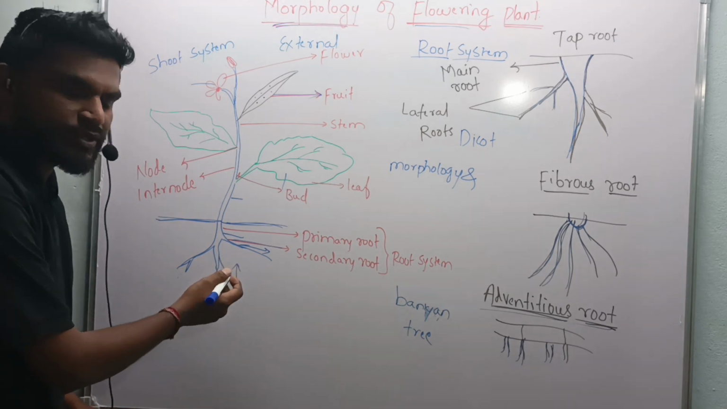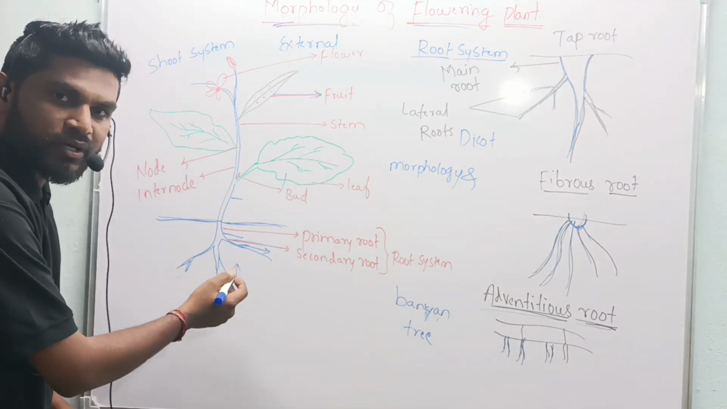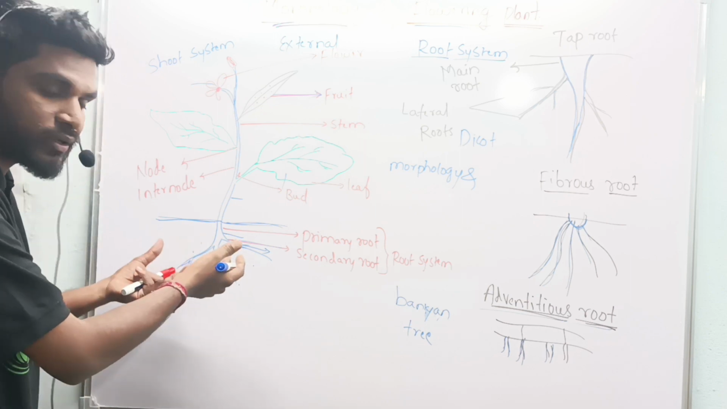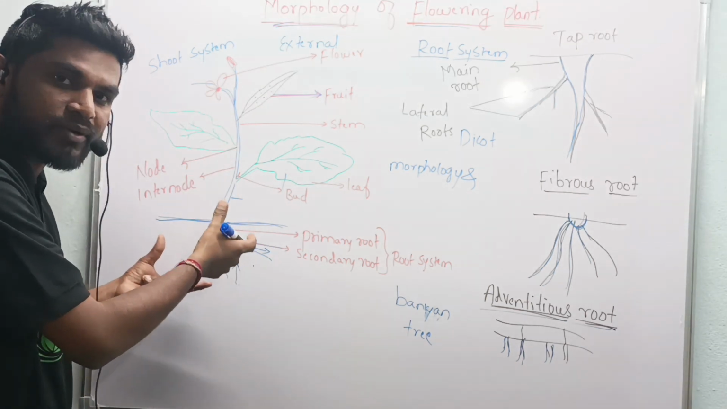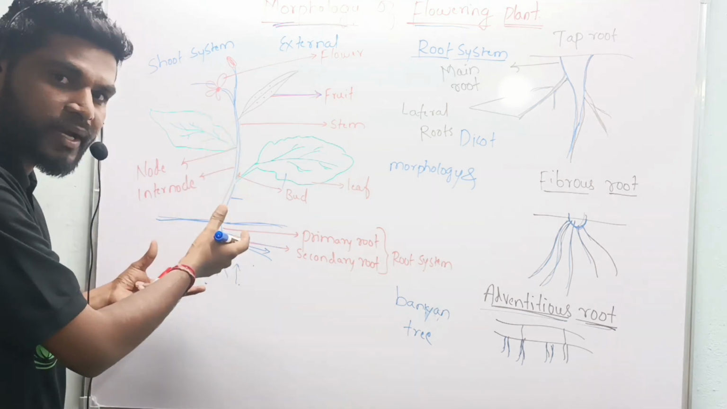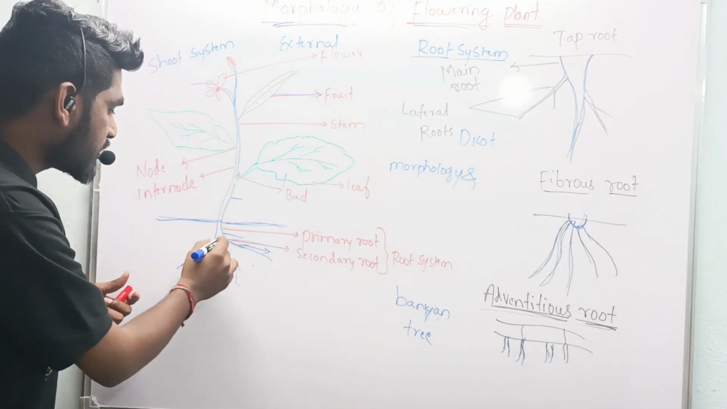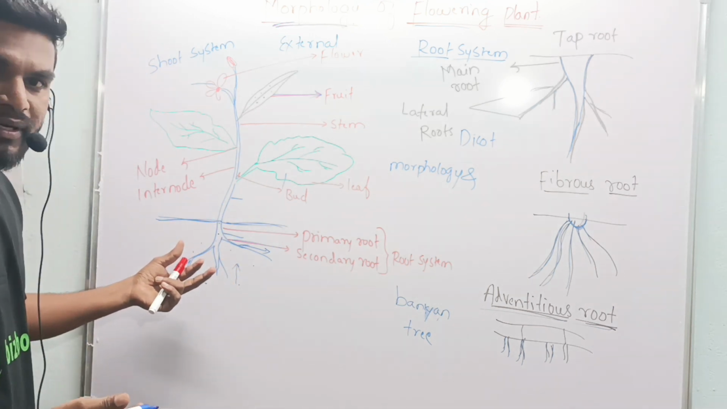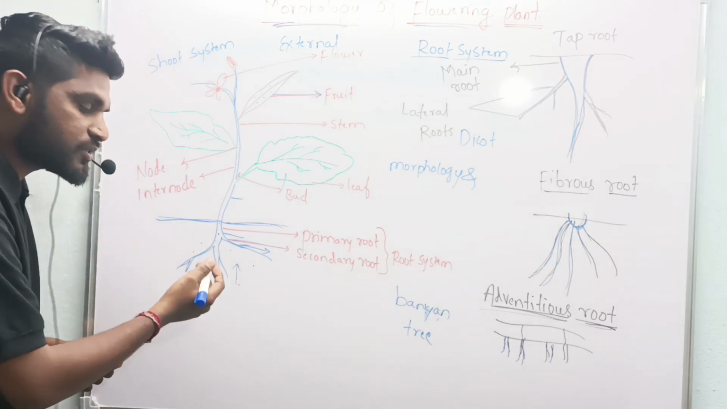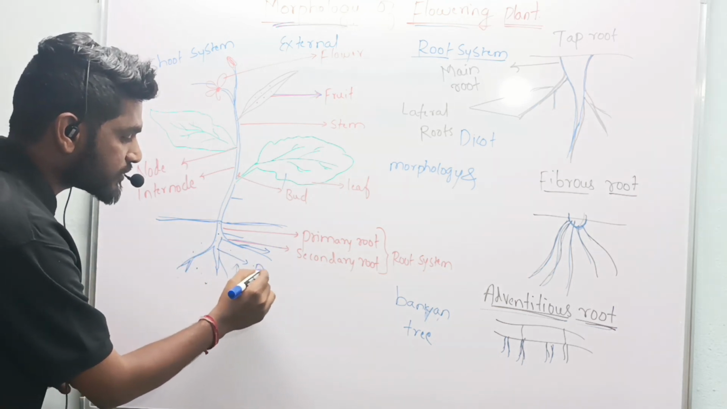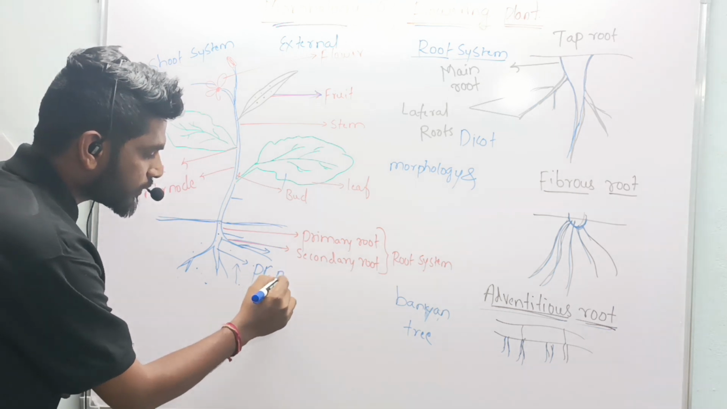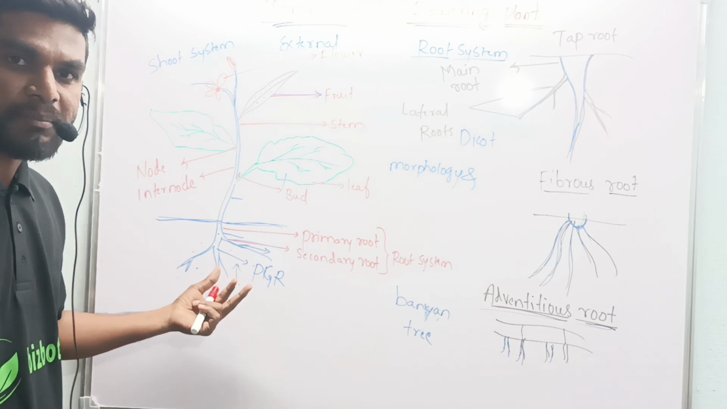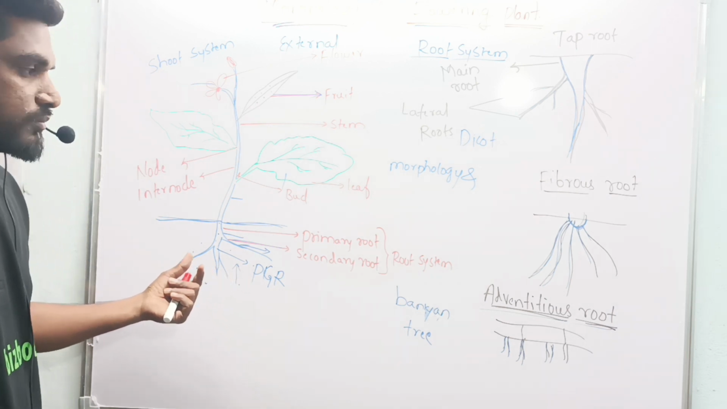The main function of the roots is the absorption of water and minerals from the soil. The second function is anchorage, helping the plant with mechanical support. Other than that, they help in storing food material inside the roots. And lastly, they help in the production of plant growth regulators, which are synthesized in the roots. These are the main functions of the root system.